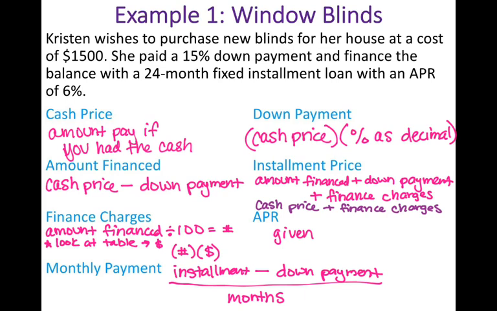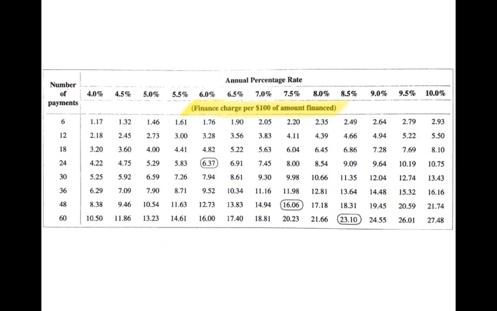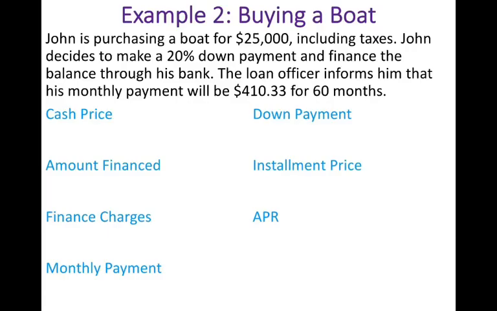Okay, so let's do another example. There's our lovely table that we're going to keep referencing. Example number 2, buying a boat. So John is purchasing a boat for $25,000, including taxes. John decides to make a 20% down payment and finance the balance through his bank. The loan officer informs him that his monthly payment will be $410.33 for 60 months. So I'm going to underline the important pieces.